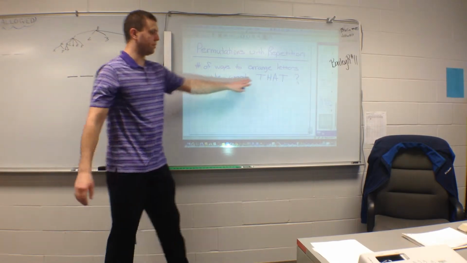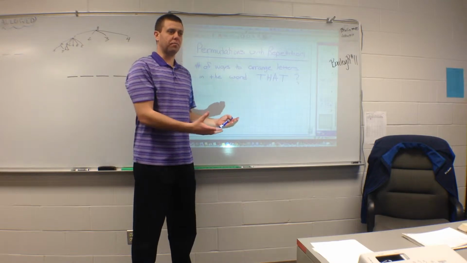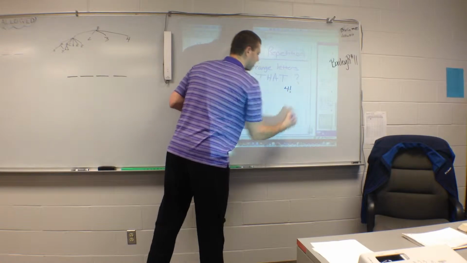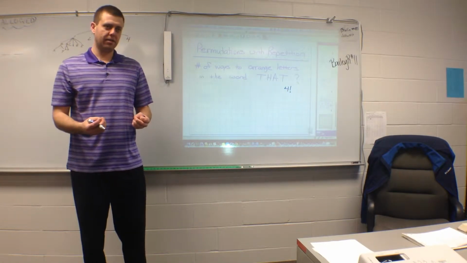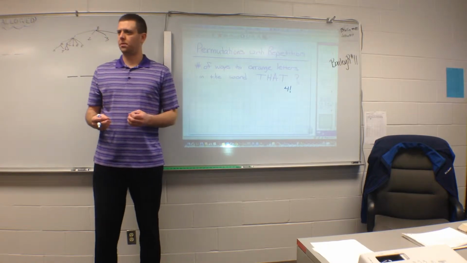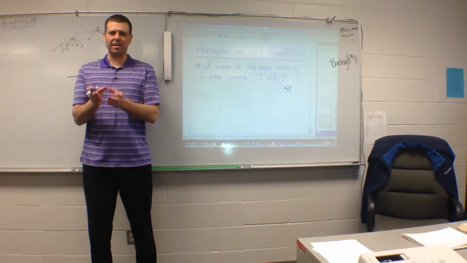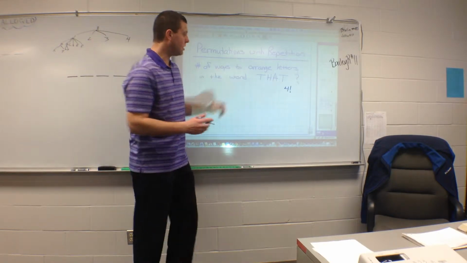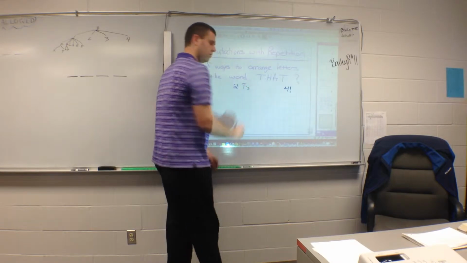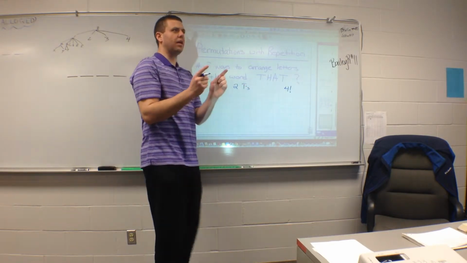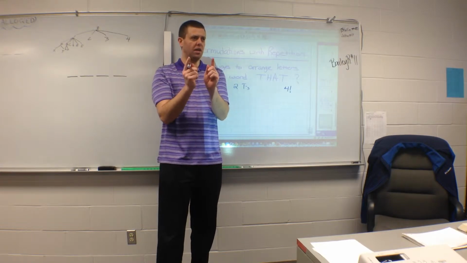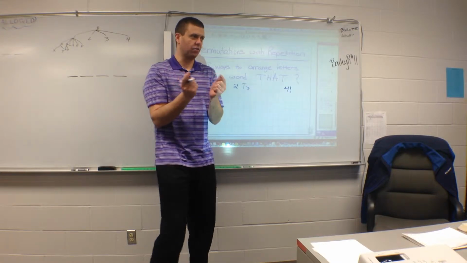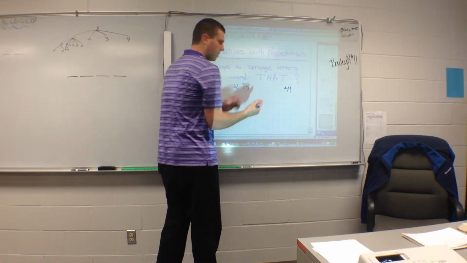Now, if all the letters were different, the answer would be 4 factorial, right? Okay, if all the letters were different, it would be 4 factorial. But they are not, okay. How many letters are there that are identical? 2 of them, okay? So there are 2 T's. How many ways could 2 letters be arranged? 2 factorial, right? Okay, if they were different, okay?